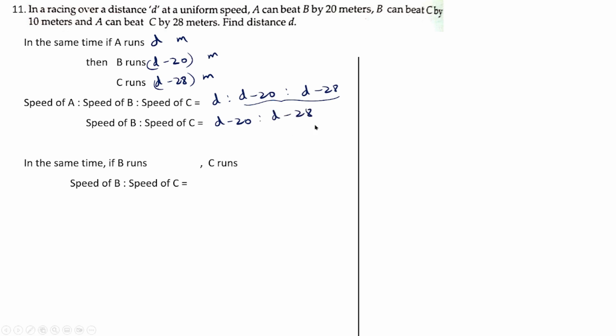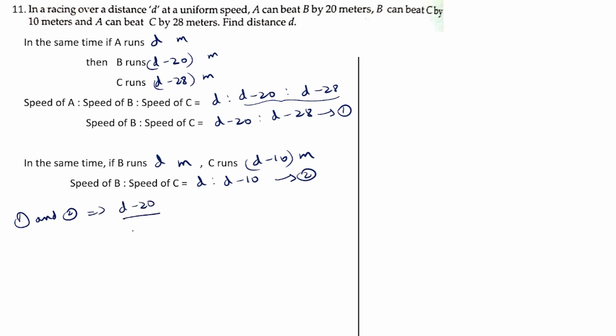And now we have another information given. B can beat C by 10 meters. So in the same time, if B runs d meters, C runs d minus 10 meters. So the speed of B is to speed of C is d is to d minus 10. So these two are the same. 1 and 2 implies d minus 20 by d minus 28 equal to d by d minus 10.